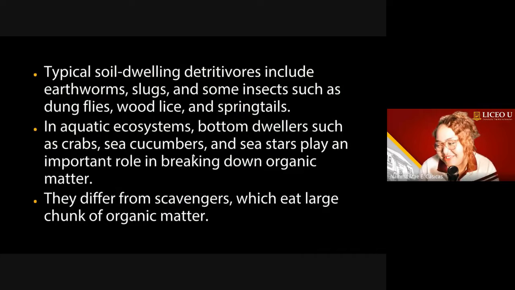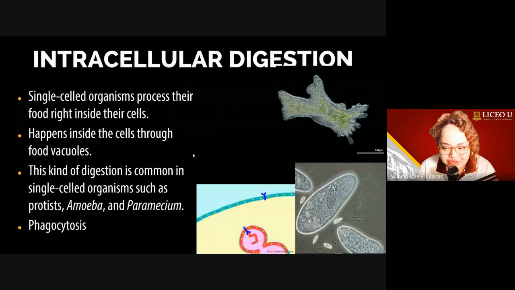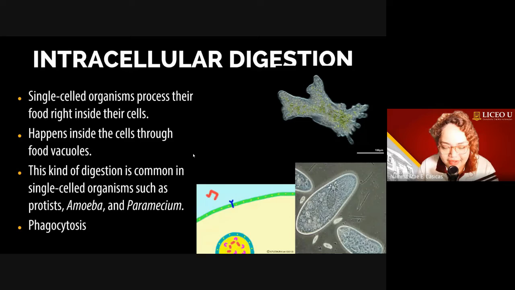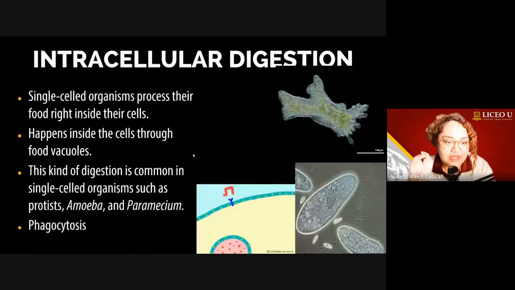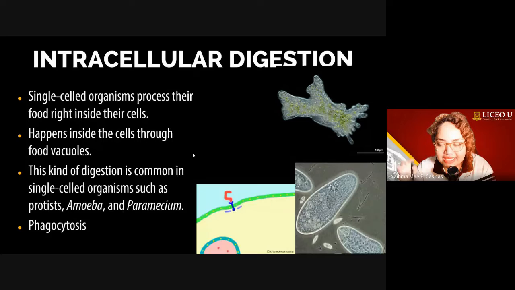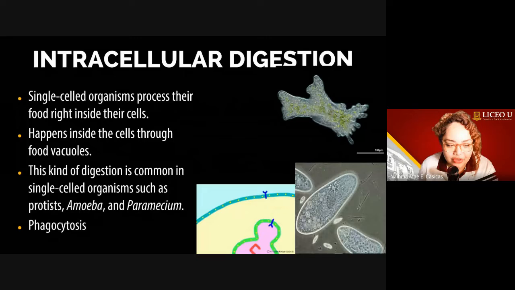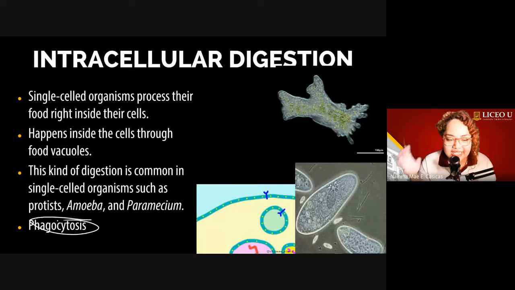Let's go to the types of digestive systems of animals. So, you have different types of digestion. For the simpler animals, for example your amoeba, they perform intracellular digestion because they're not very complex animals. They're single-celled organisms, basically. So digestion happens inside the cells through food vacuoles. This kind of digestion is common in single-celled organisms like your amoeba and also your paramecium. And they perform what we call phagocytosis. If you look at the keywords there, phago means engulf or eat, and cytosis means it's a process in the cell.